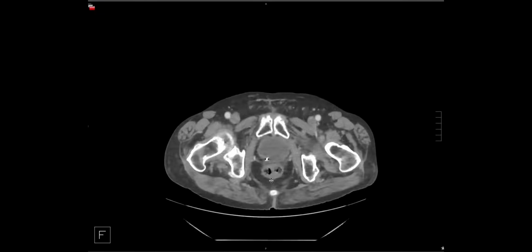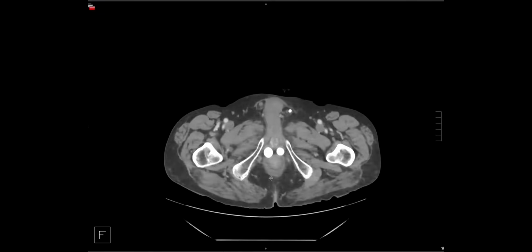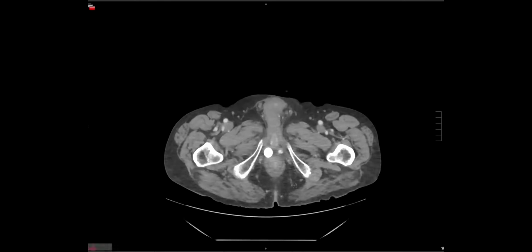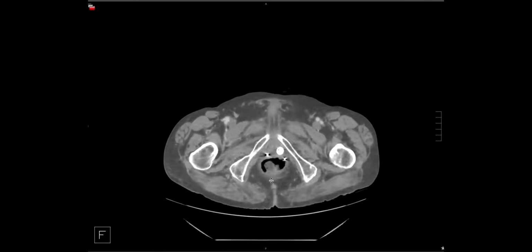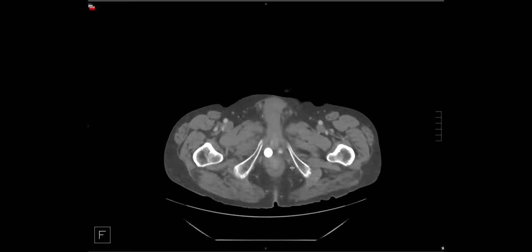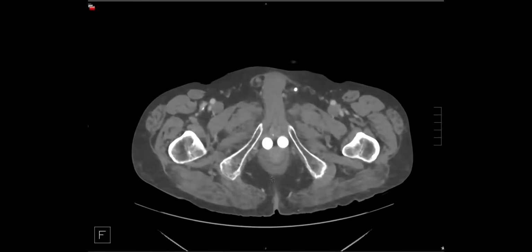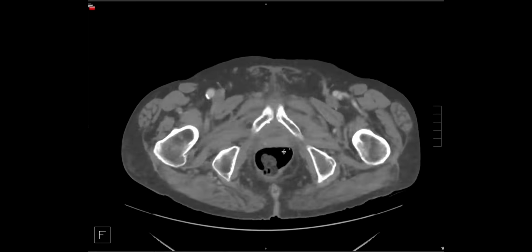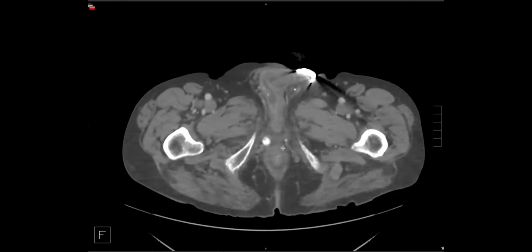And this is a patient who had a prostatectomy for prostate cancer, and there's just an assessment of recurrence. I came down and I saw these two little hyperdense foci, and they look like bulking agents.